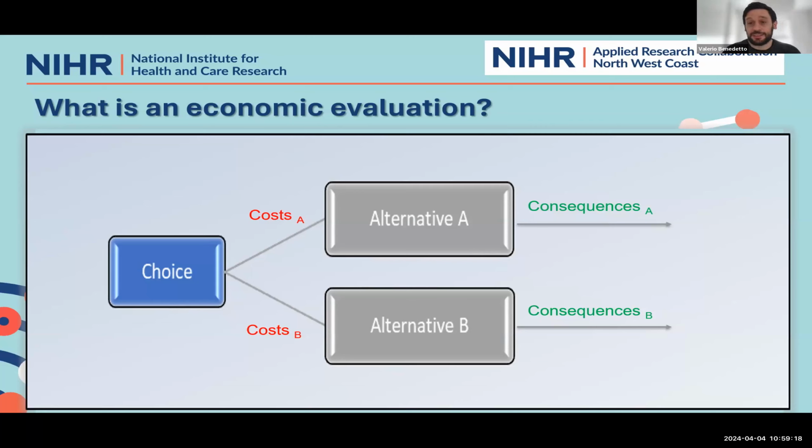That means that if there are some costs which are common to both alternatives, we don't really need to measure them. We really need to focus on the additional ones, the extra ones, the marginal ones, again, thinking at the margin. And once we've done that, we need to weigh this cost against the consequences associated or attached to each alternative.